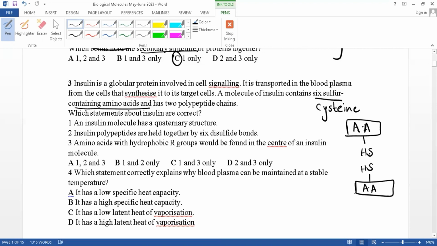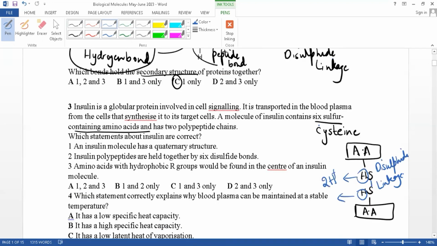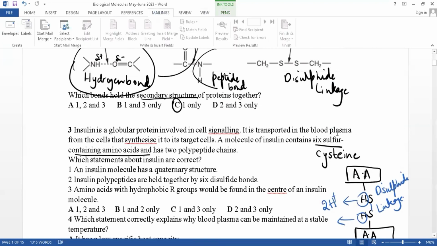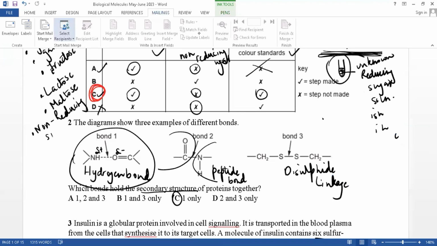And what happens? This S and S make a bond and the hydrogens are removed. This makes a bond, that is the disulfide linkage. Hydrogen is removed from both sides as 2 protons, and a bond is formed between S and S, and that is called disulfide linkage. You can see it over here. This is the disulfide linkage.